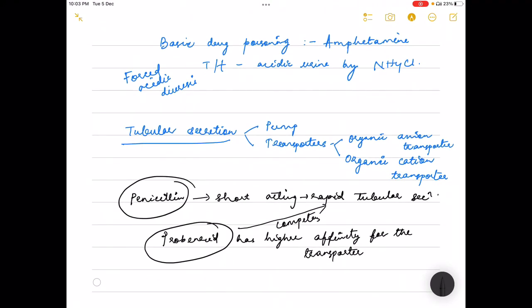So this was all about the excretion. Now the various orders of kinetics is discussed in another video, that is kinetics of elimination, zero order versus the first order kinetics, and what is pseudo zero order kinetics. So that's all about excretion.